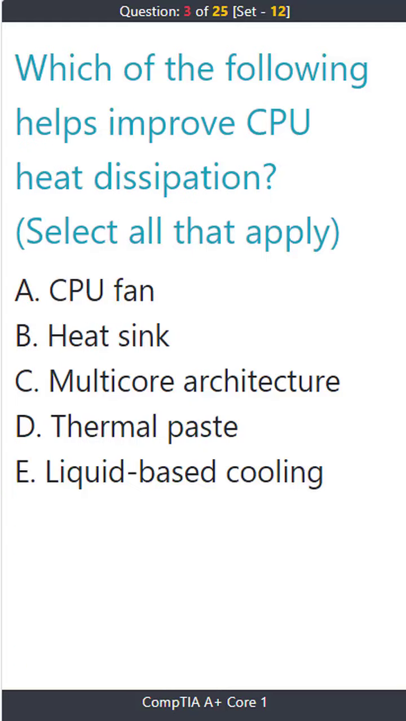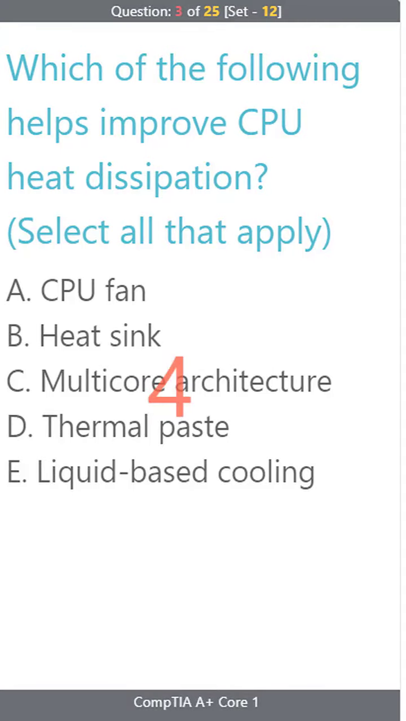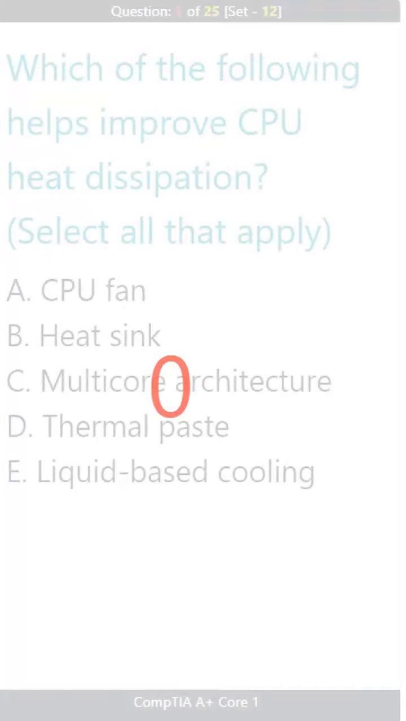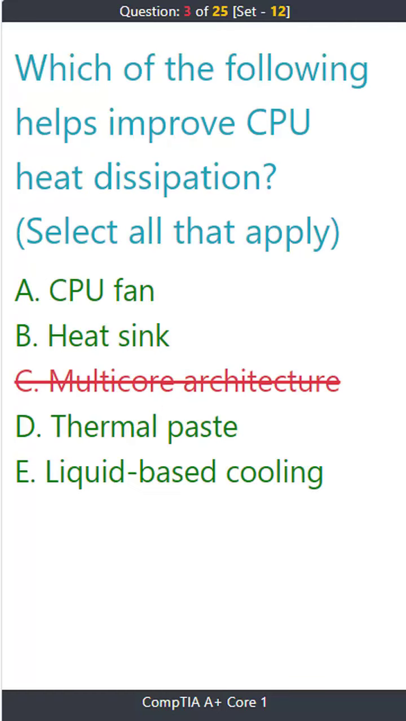Question 3. Which of the following helps improve CPU heat dissipation? Select all that apply. A. CPU fan. B. Heatsink. C. Multi-core architecture. D. Thermal paste. E. Liquid-based cooling. The correct answers are A. CPU fan, B. Heatsink, D. Thermal paste, E. Liquid-based cooling.